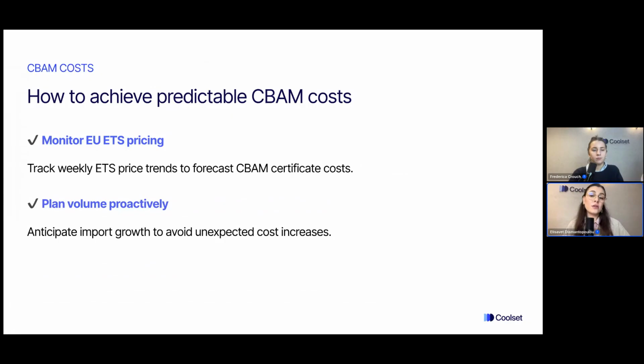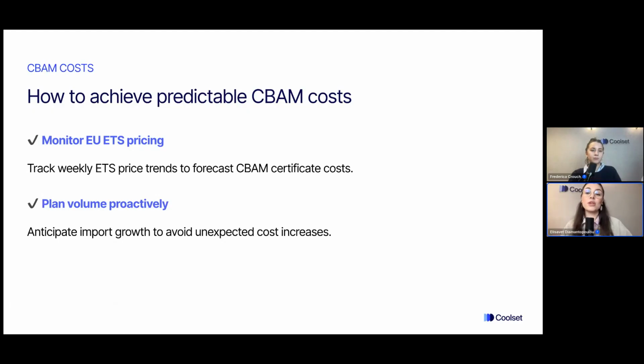And similarly, plan your volumes proactively according to your costs as well. So if you have a budget on what your CBAM costs should be, by knowing what your volumes would be across 6 months or a quarter, it can help you forecast what will be the cost of CBAM as well. Of course, this does not eliminate your costs, but it helps you turn your process into something you can forecast and manage actively and consciously, without just seeing at the end a surprising number. It's like, okay, that's how much you have to pay.